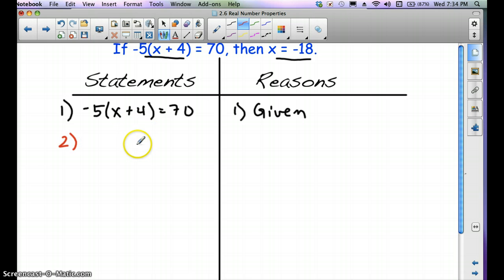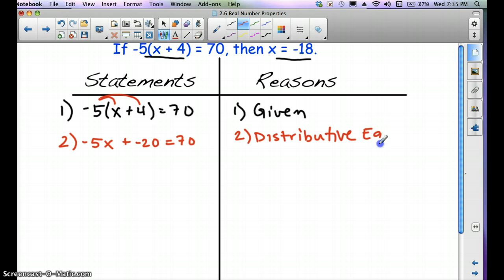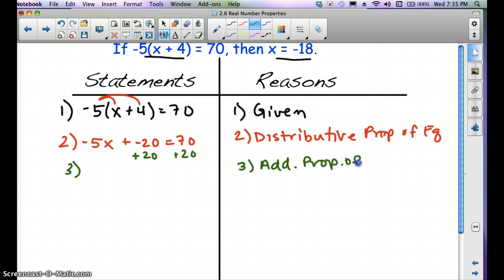So then for the next step, think about what you would do to solve for x. I would distribute. So we distribute, and we have negative 5x plus negative 20 equals 70. So that's the distributive property of equality. If you want to abbreviate, go right ahead. Now what would we do? Well, we would add 20 to both sides, because plus a negative is like subtraction. And what property is that if we add 20 to both sides? It'd be the addition property of equality. So we have negative 5x equals 90.